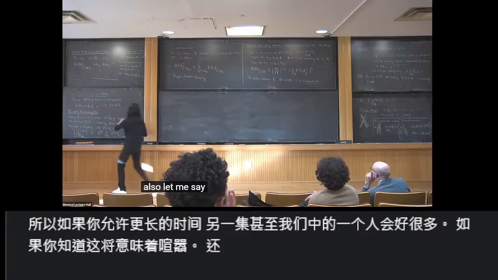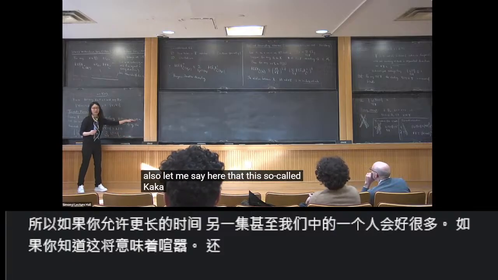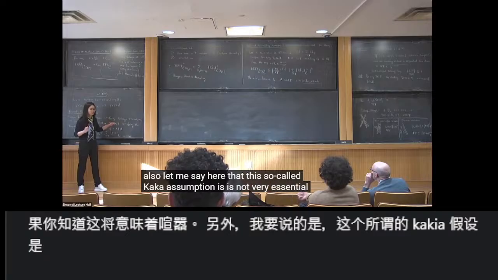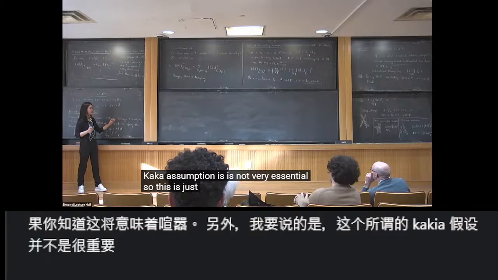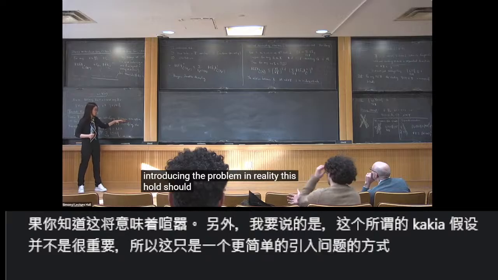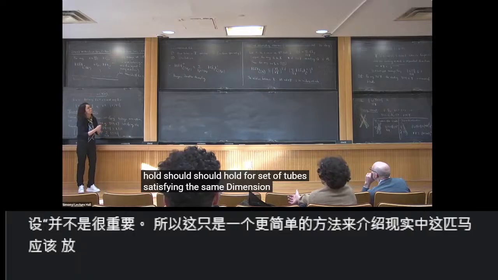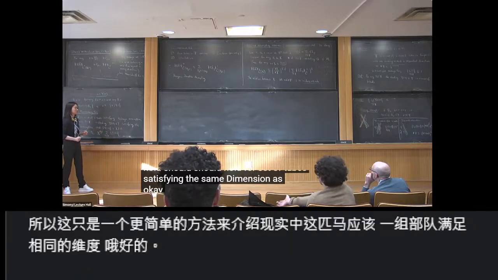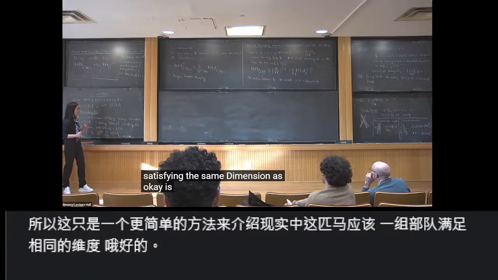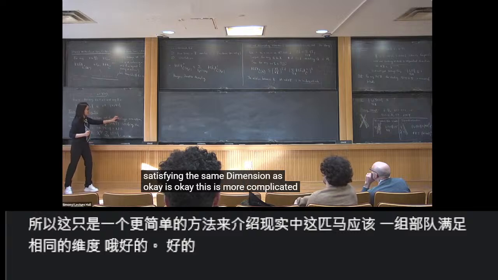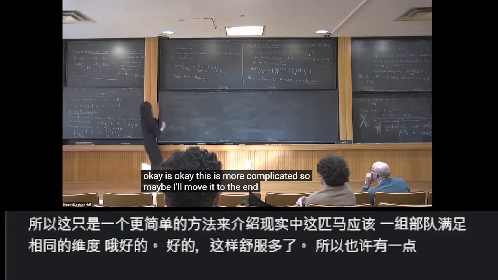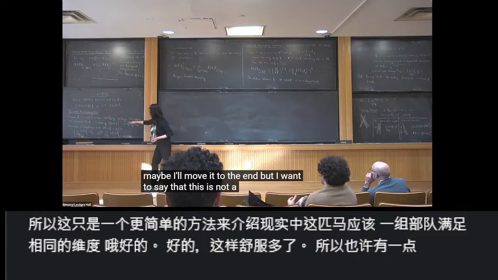Also, let me say here that this so-called KKR assumption is not very essential. This is just a simpler way of introducing the problem. In reality, this should hold for a set of tubes satisfying the same dimension. This is more complicated, so maybe I'll move it to the end. But I want to say that this is not a very strict assumption.